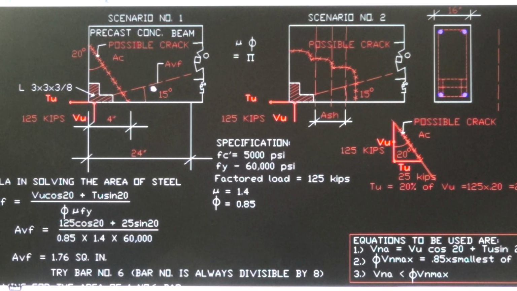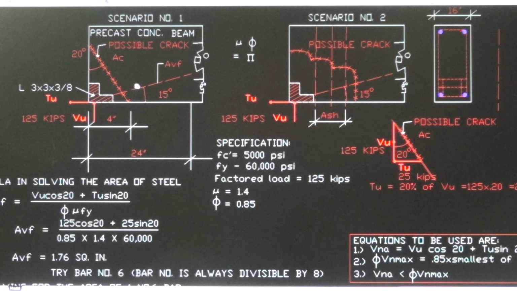By theory, the reinforcement should be placed at an angle of 15 degrees from the bottom surface of the beam. So it's a 15 degrees angle like this, crossing the possible analyzed crack. The development length of the reinforcement, I made it longer. I extended the development length up to 24 inches.